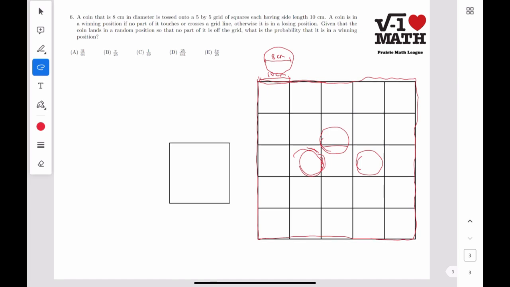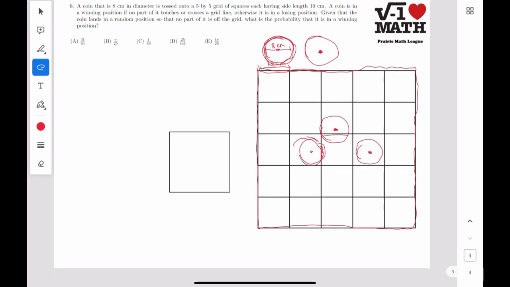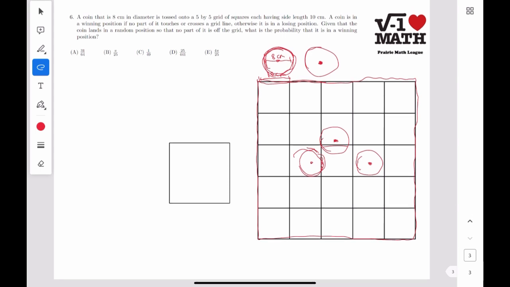So what we want to do is characterize each possible location of the ball, or sorry, a coin, and correspond that with whether it is a winning or losing position. If we have a coin, one way to characterize it is by its center, and we're going to do that here. This coin has center here, here, and here, and given its center, we wish to figure out whether a coin is in a winning position or a losing position.